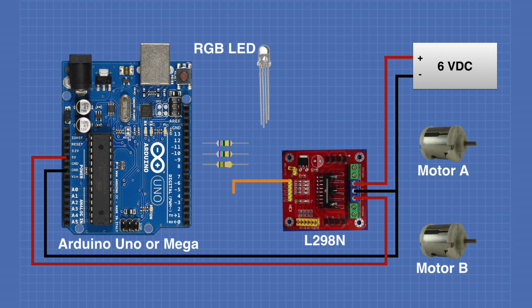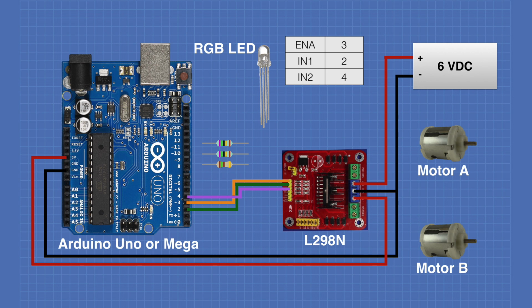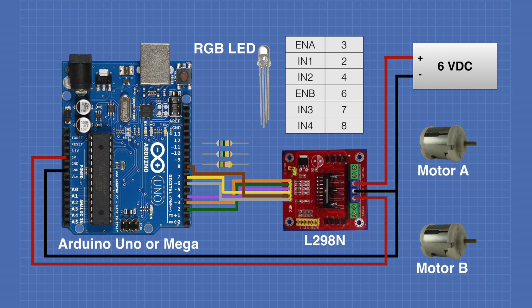The Enable A pin on the L298N will connect to pin 3 on the Arduino. Input 1 will connect to pin 2. Input 2 will connect to pin 4. The Enable B line on the L298N will connect to pin 6 on the Arduino. Input 3 will connect to pin 7, and input 4 to pin 8.